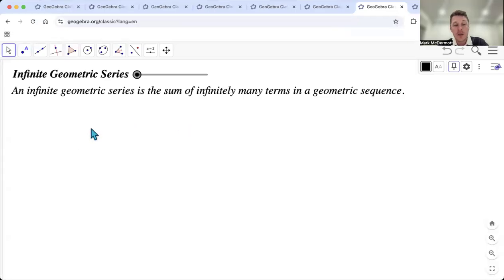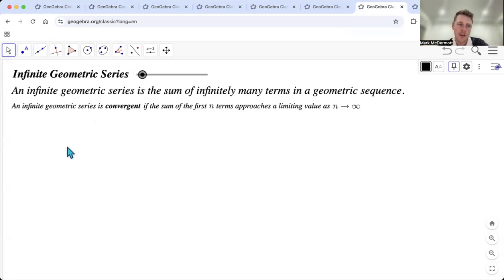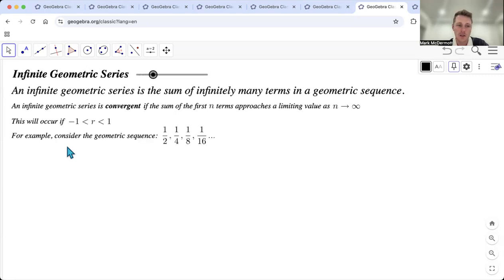All right, so an infinite geometric series is the sum of infinitely many terms in a geometric sequence. So sometimes the sequence goes on forever. If you're not interested in stopping at a certain term and you want to continue it forever, you would call that an infinite geometric series, and you want to add those together, and that's actually something we can do. So an infinite geometric series is convergent if the sum of the first n terms approaches a limiting value as n approaches infinity. So this will occur if your r value is between -1 and +1, and I'll show you why that's the case.